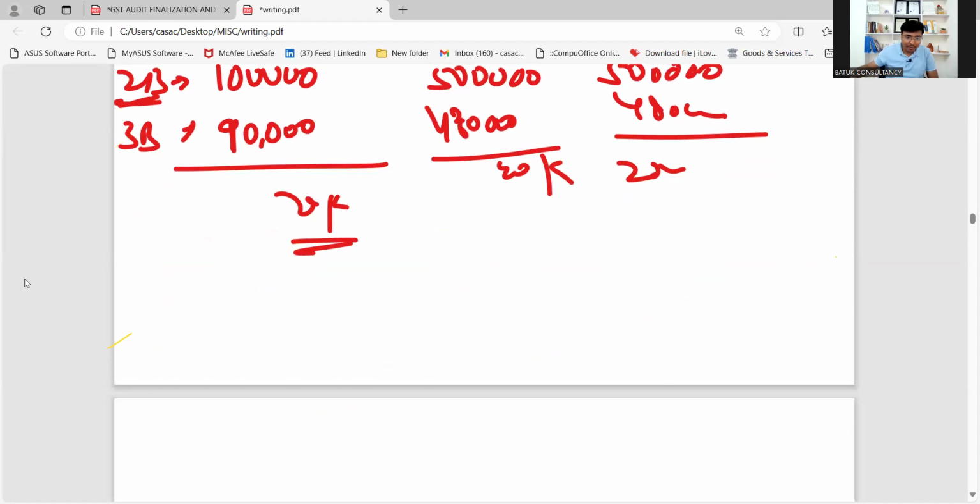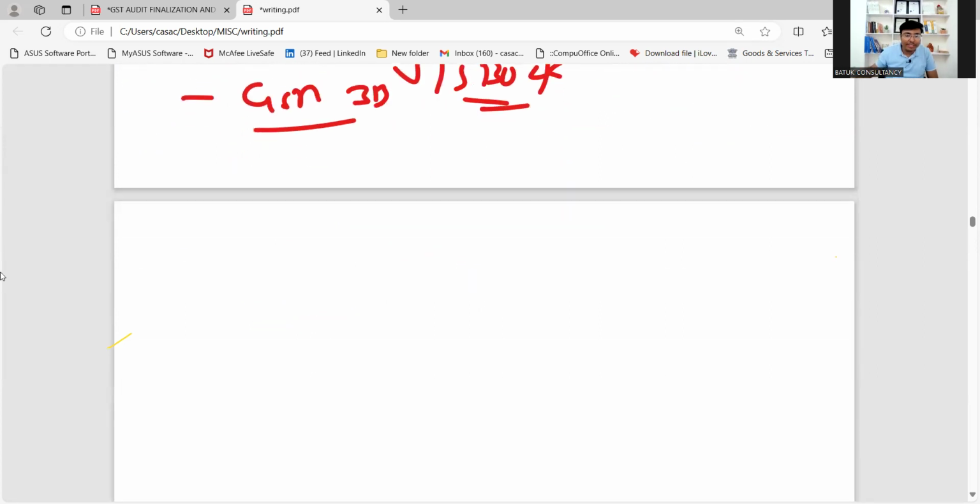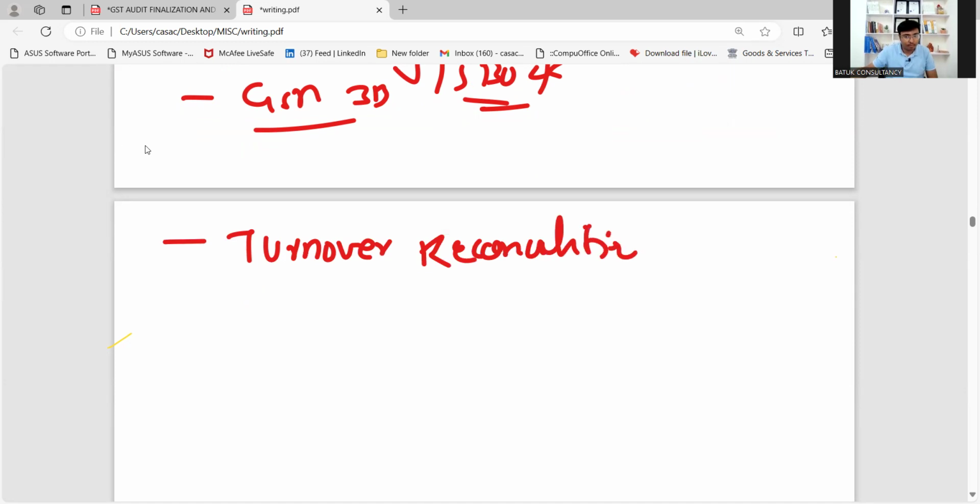Also, we need to demand the reconciliation between the GSTR 3B and the books of accounts. One more reconciliation is required, that is my turnover reconciliation. Turnover as per the books of accounts, turnover as per the GSTR 3B return. If there are any differences, in that case the reason for the differences is required.